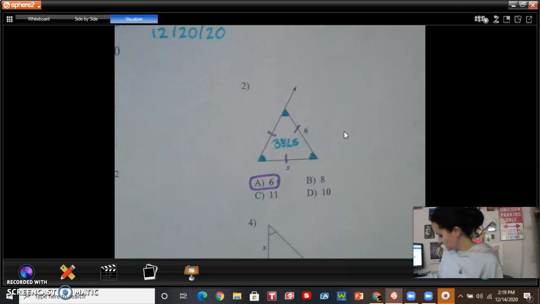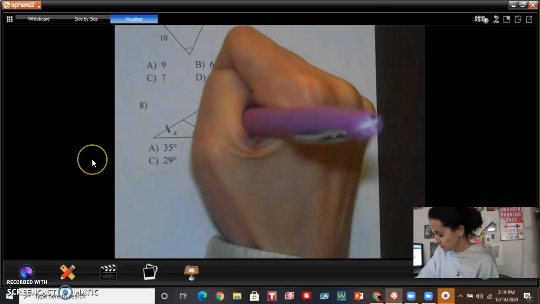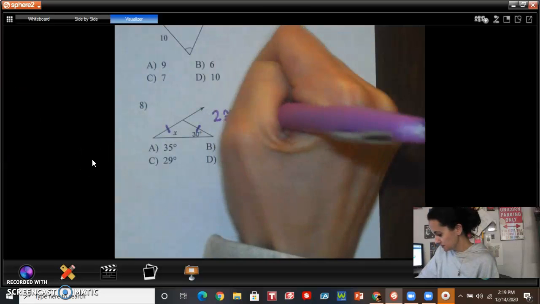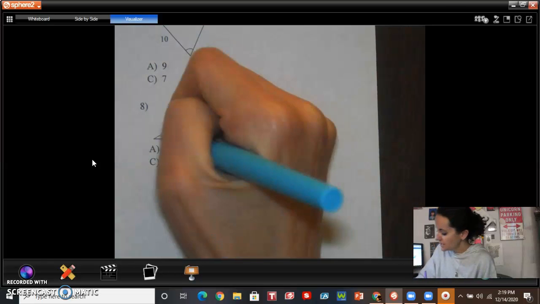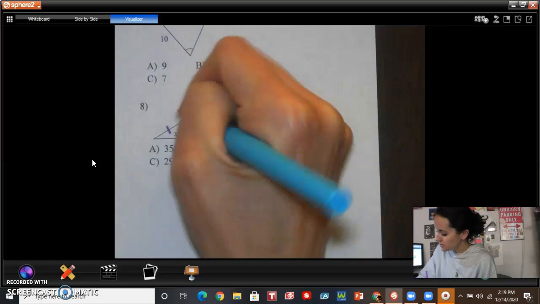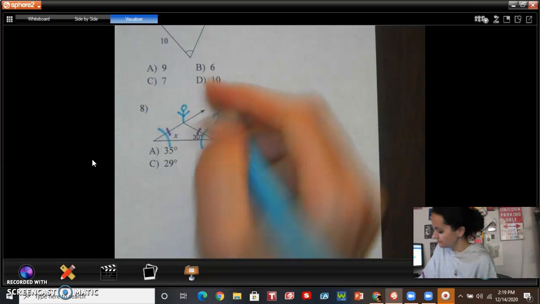Alright, this time we have 2 congruent sides. Well, if we have 2 congruent sides, that means we also have 2 congruent angles. And remember, if those are the legs, our feet are going to be what's congruent, so that means X is equal to 30.